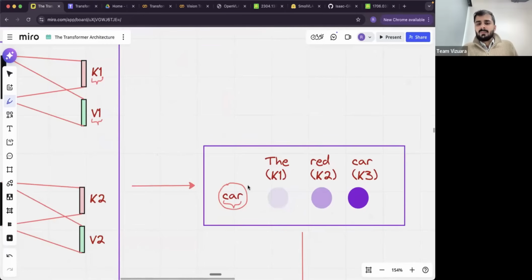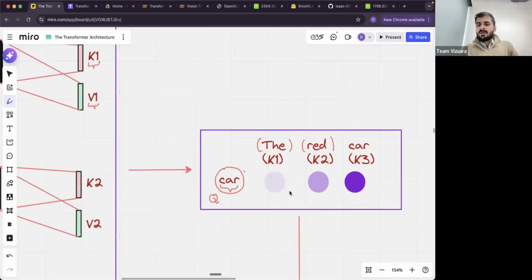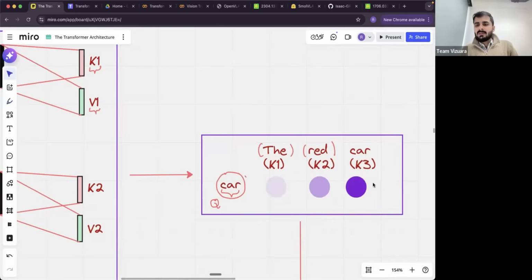And the query actually comes from this. So I'll denote this as Q. And we have three tokens which the query asks the question, how important are you to me? How important are you to me? And how important are you to me? And we know that red is the most important because this is the word which is supposed to come next. So if you look at the attention scores here, it should probably be like this.